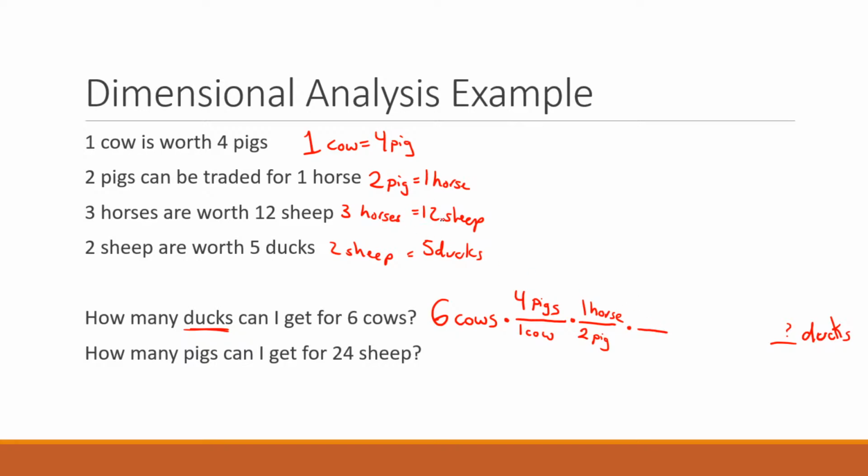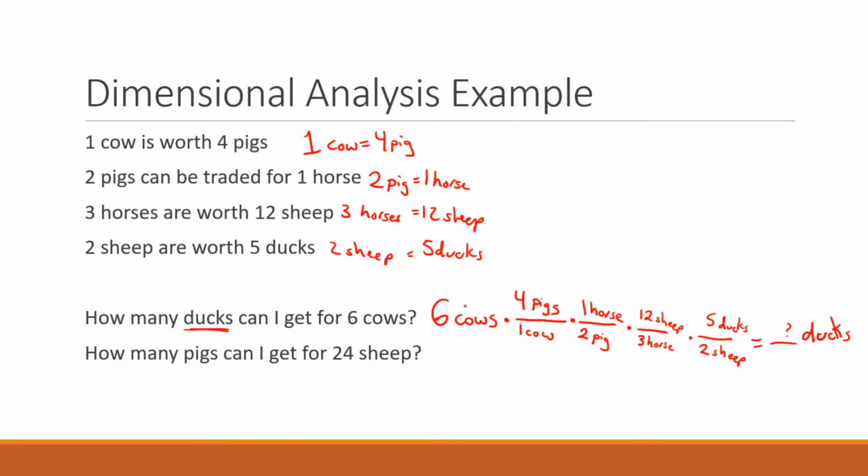Horses can be transformed into sheep. I can trade 3 horses for 12 sheep. But I don't want sheep, I want ducks, so I need to do my last bit. 2 sheep is equal to 5 ducks. And now I've set up all of my math to equal ducks.